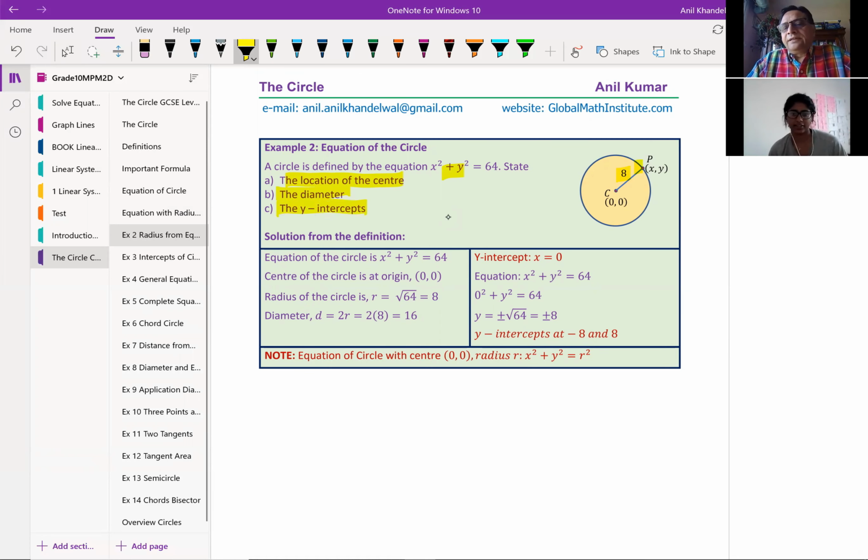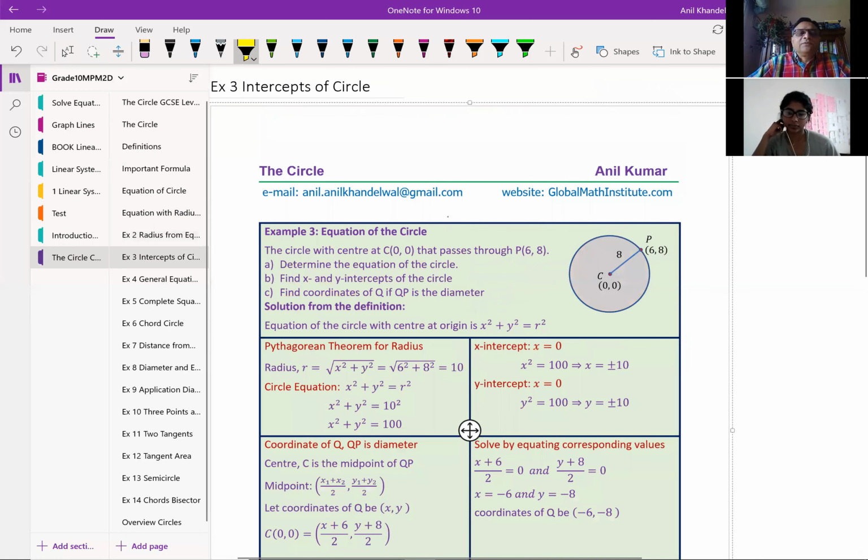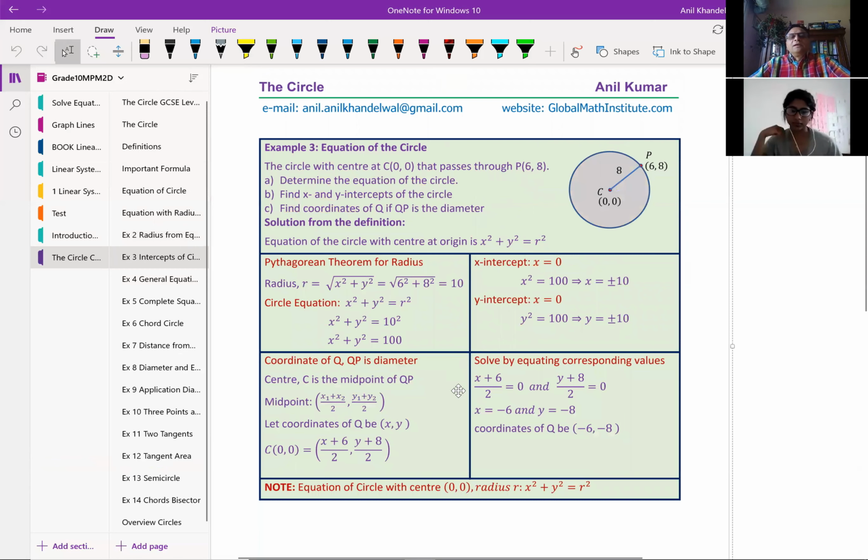How do you find the y-intercept of a circle given the equation? We just sub x as 0, and there will be y squared equals 64. So square root of 64 is plus or minus 8. Yeah, and for y-intercept, you can do all that. Perfectly fine. So let's move on to the next example. Easy for you, right? No difficulties?